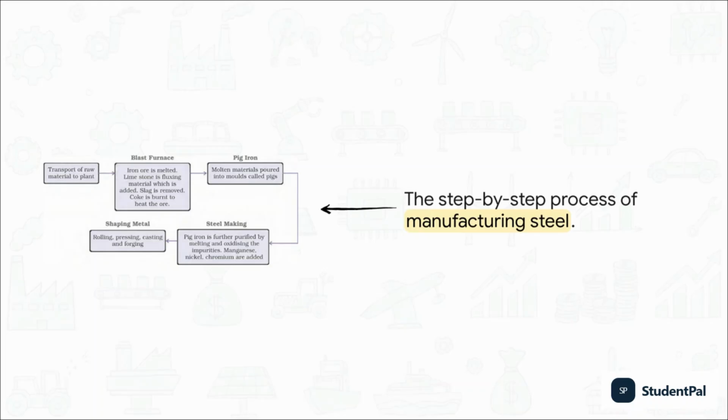Then, into the blast furnace they go, where the iron ore is melted down. We throw in limestone as a fluxing material to draw out the impurities, which we call slag, and we burn the coke to heat the whole thing up. This creates molten material that is poured into molds, giving us something called pig iron.